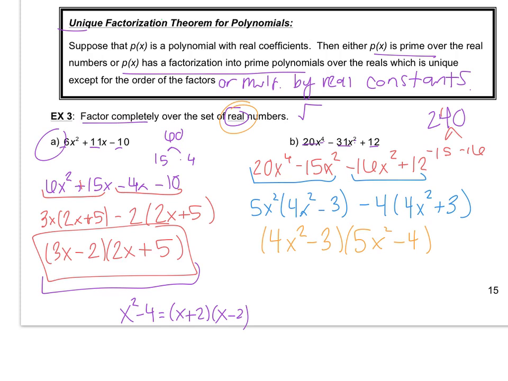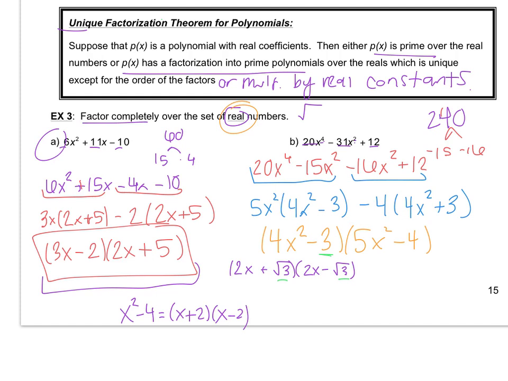Okay, so let's break this down. So 4x squared minus 3. I can break that down into a difference of squares by writing 2x plus the square root of 3 times 2x minus the square root of 3. So this comes from that minus 3. So if you think of 3 as the square of root 3, then you can still break it down.